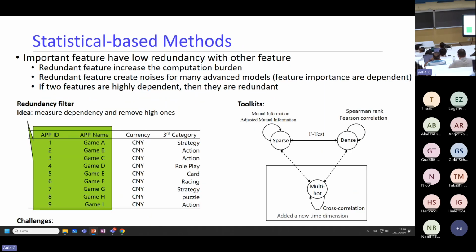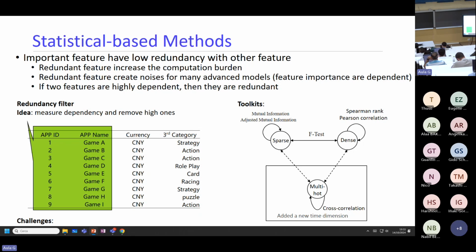So an important feature should have low redundancy with other features, because redundant features increase the computation burden, and they create many noises for more advanced models we will describe later. They share much information, and their importance is dependent on each other. So if a model assigns importance to one feature, it may share the information with another feature. And finally, if you remove these two features altogether, there is no information provided. So if two features are highly dependent, then they are redundant.